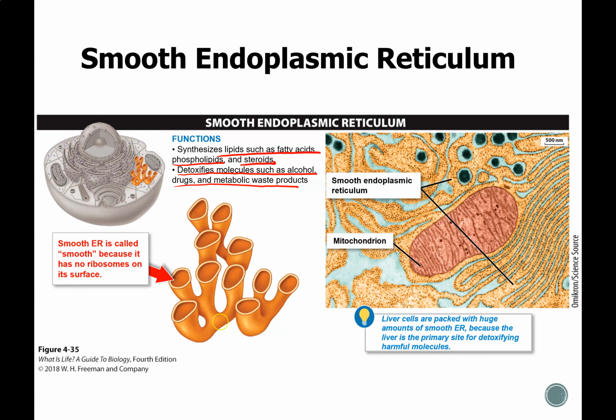The other function of the smooth ER is that it detoxifies molecules such as alcohol, drugs, or metabolic waste. Now, I think that the smooth ER looks like coral sticking up. It's nice and smooth because it doesn't have any ribosomes. So the smooth ER therefore has nothing to do with proteins. Because of its role in detoxification, liver cells have a huge amount of smooth ER because the liver's primary function is detoxification. You might know that people who consume large amounts of alcohol have a higher risk for liver disease. And that's because their liver is constantly performing this detoxification. And that's all happening at the smooth ER.